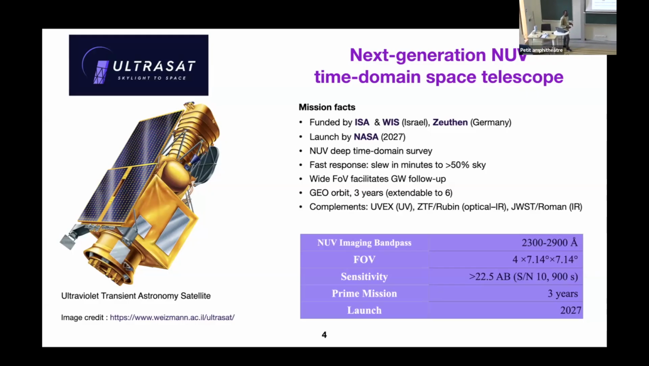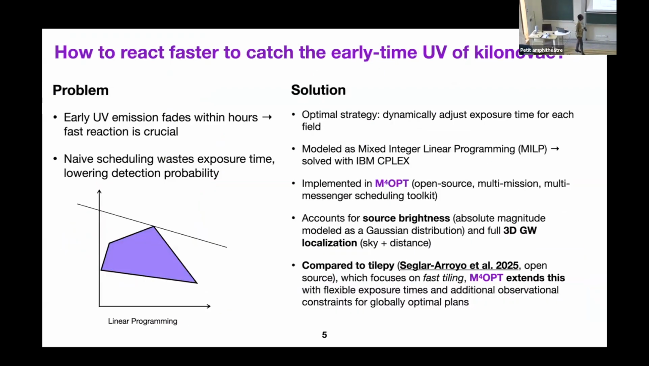Okay, right now, let's dream a little bit. Let's imagine we are living in the future, specifically in 2027, and Ultrasat has been launched. So we can catch the early UV and determine the nature of the bright blue light. It's not really easy because we have another problem: the early UV emission fades within a few hours. So we need to react quickly.